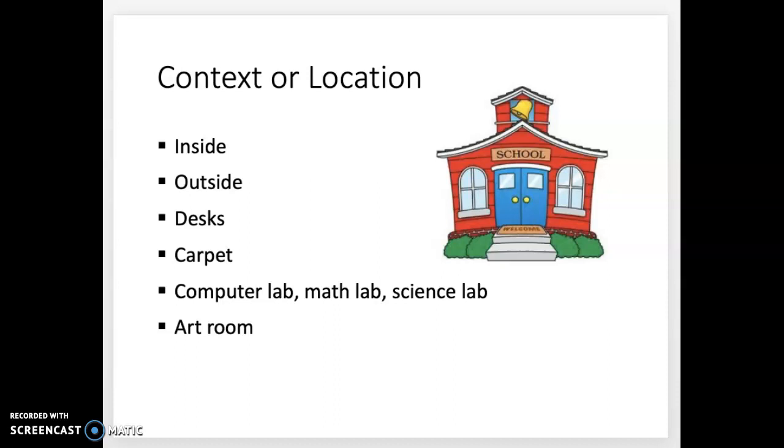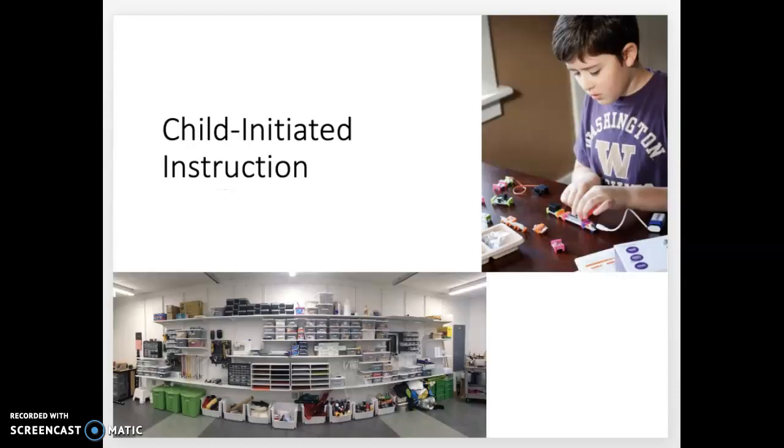In many schools, you can book the computer lab or the math lab or science lab at various times throughout the day. There's usually a sign-up sheet. It could be a Google Doc, but just check out your school and see what other resources are available to you to use as a context or location for your lesson. So that's one thing to think about when you're thinking about your lessons.